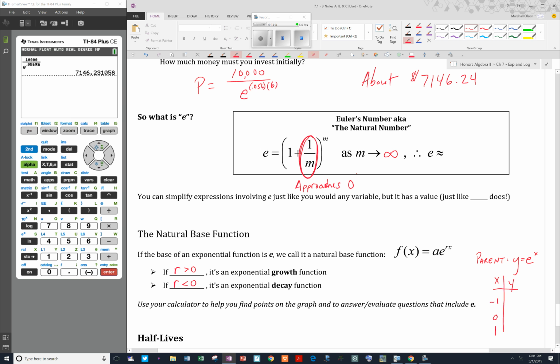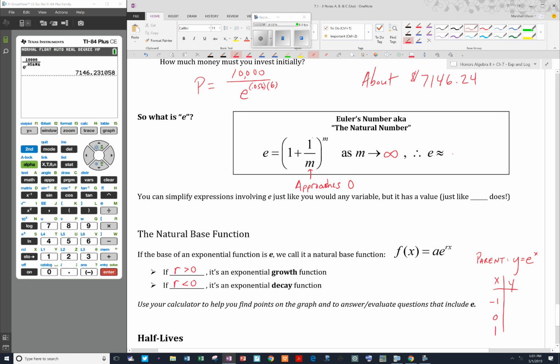Approaches 0. That 1 over m does. As m gets really, really big, that fraction approaches 0. But now remember, m is getting really big too. So we're taking 1 plus a really, really tiny number, which is just over 1, and taking it to a really, really big number. Well, if you do that, you end up getting the value of e.